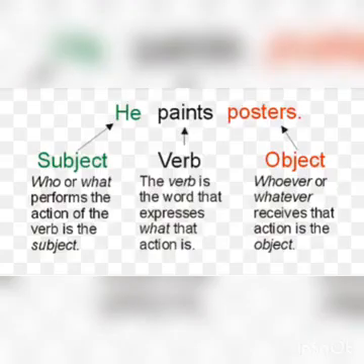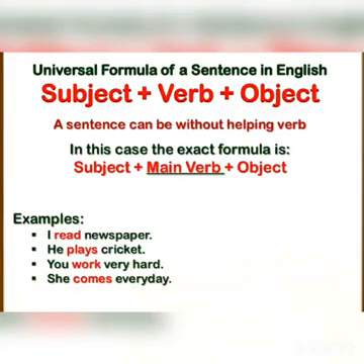Study this example. He paints posters. Here the subject, who or what performs the action of the verb, is he. The verb, the action, that is paints, expresses what the action is, and the receiver, the object, is posters. The universal formula of a sentence in English is subject plus verb plus object.